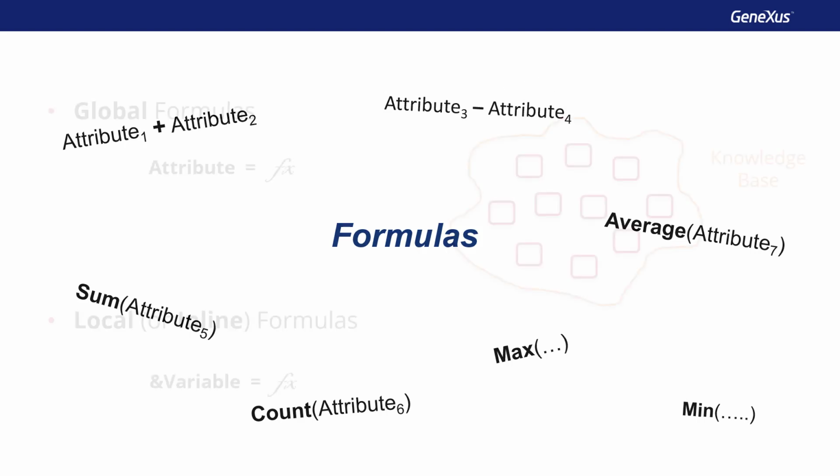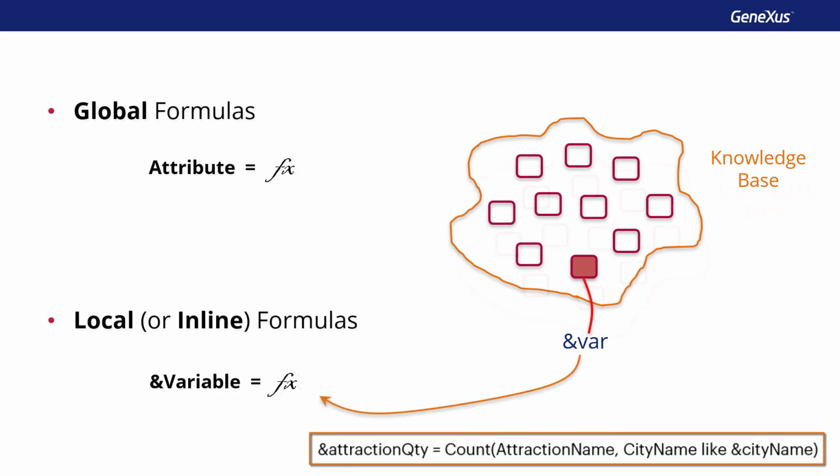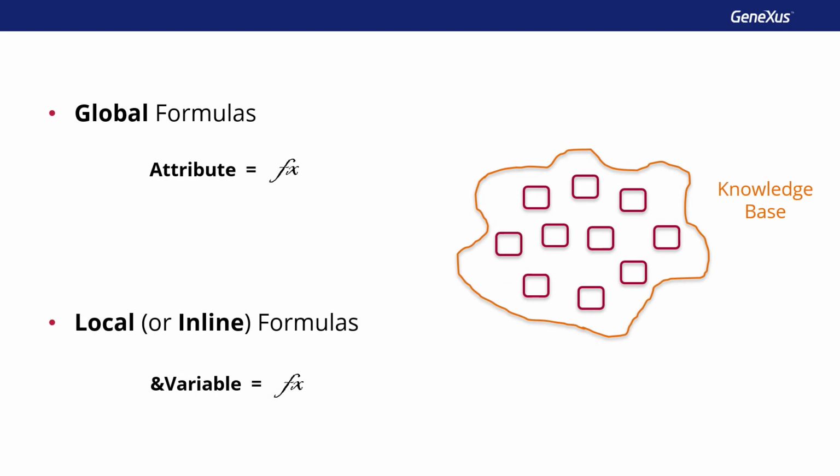It should be taken into account that since inline formulas are only calculated in the object in which they are written, their calculation can include variables defined in that object. For example, this doesn't happen in global formulas, where variables can't be used to make the calculation because they are attributes that can be used in any object, and variables only have local scope.